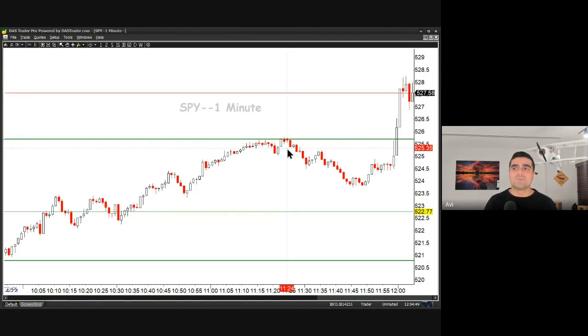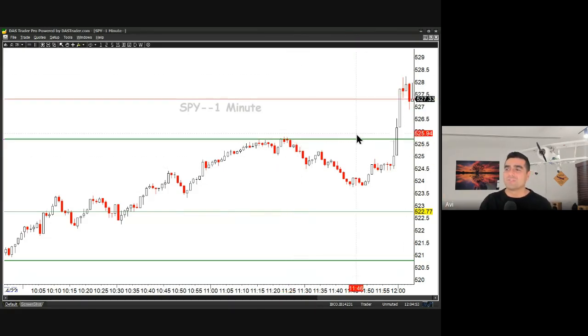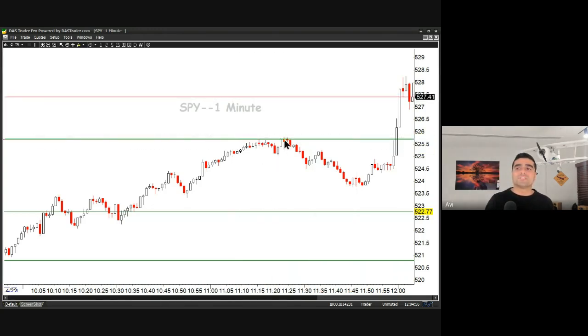I wouldn't even look at it as a double top. I'd say this is ready to break out at some point. It's happening now, but this is happening based on news. So there you go, another example. Don't short this stuff. Don't catch reversals.